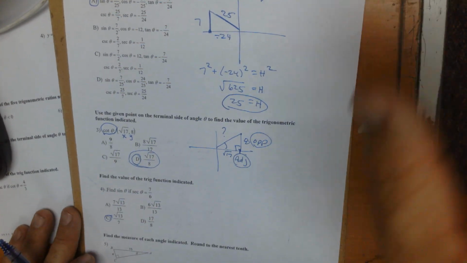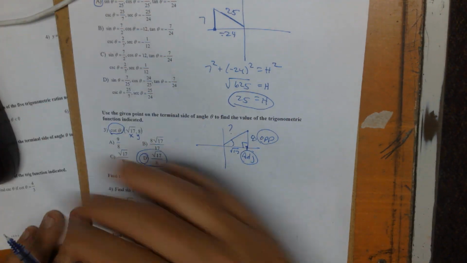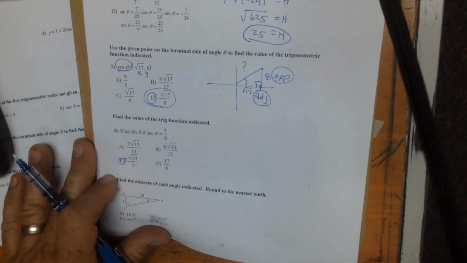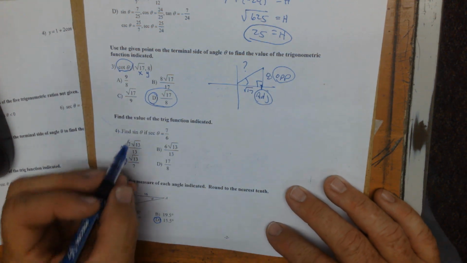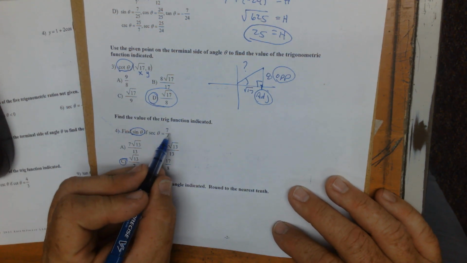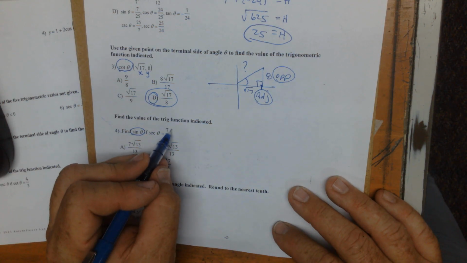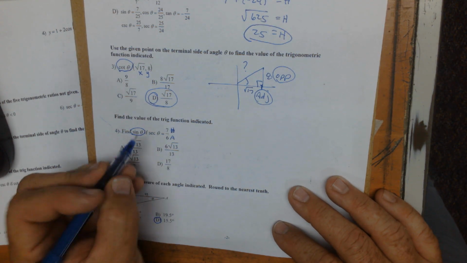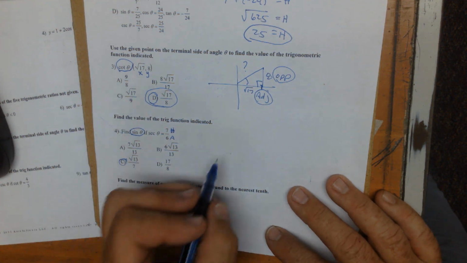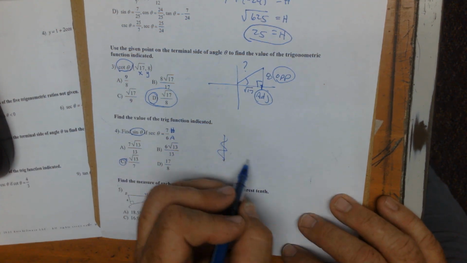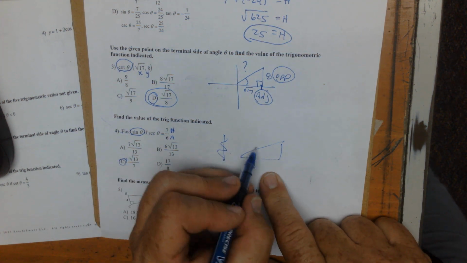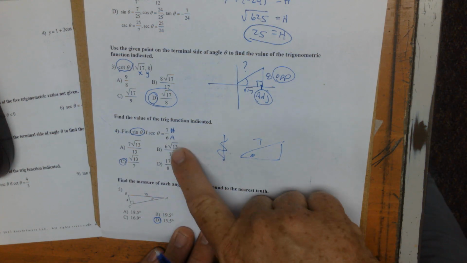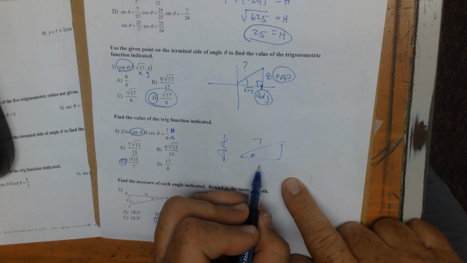All right, let's do this other one here. Let's reset it. All right, so let's look at this one here. We want the sine of theta if secant is 6 over 7. Secant is hypotenuse over adjacent, which is the same as cosine. So we can just draw a basic triangle, and this is theta. So theta has a hypotenuse of 7 and an adjacent of 6.